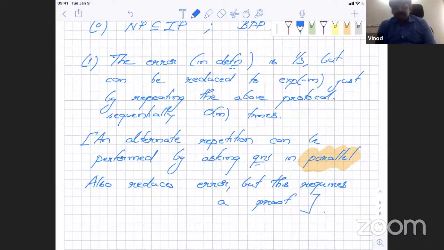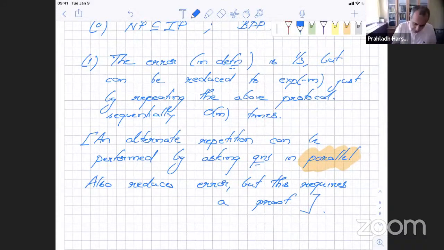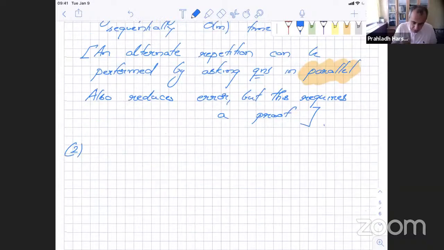Okay. Another thing. In the yes case, there's a correct prover. In the no case, you want it to work even against the cheating prover, the dishonest prover. Like in NP, even against a purported proof you wanted it to work. So here also you could say the same thing.